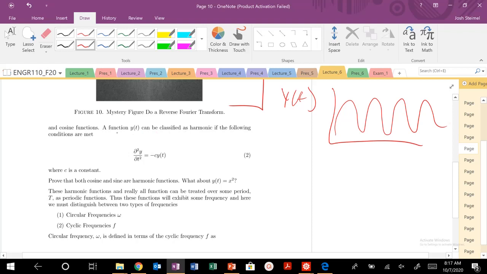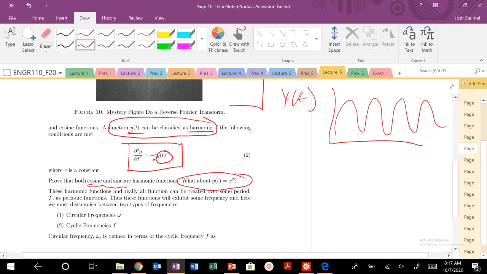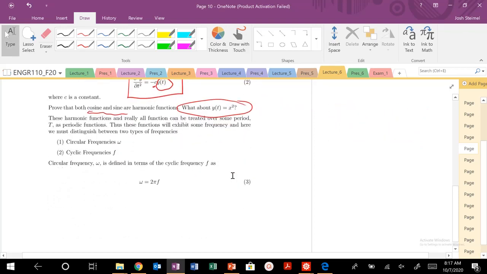But we can actually mathematically describe if a function can be classified as harmonic. If I have a function y of t, it is harmonic if the following conditions are met. If I take the second derivative, I recover my original signal, and it'll just be minus some constant c. So on your own time, go ahead and prove that cosine and sine are harmonic functions. Is x squared a harmonic function? You could go ahead and calculate that out in Mathematica.